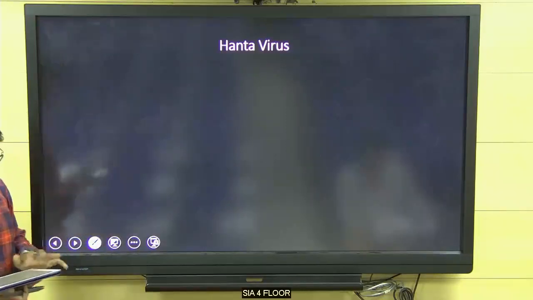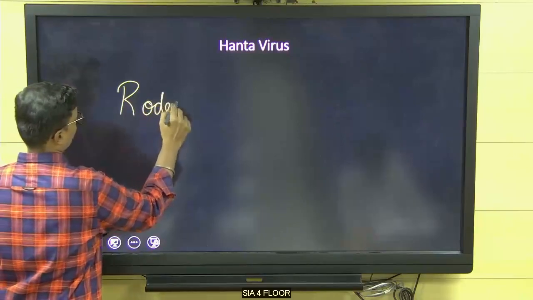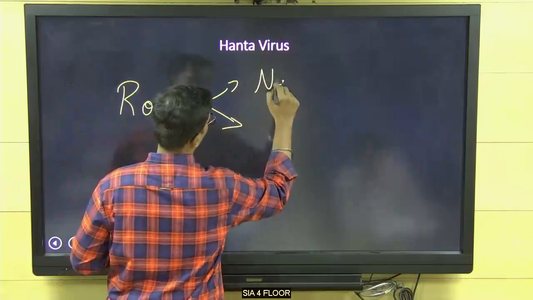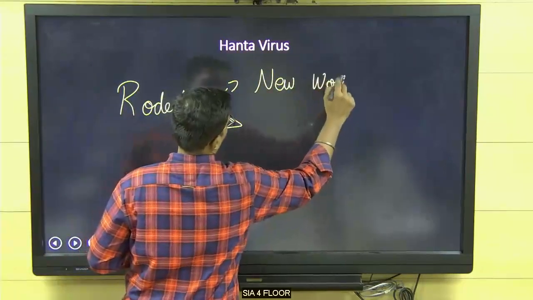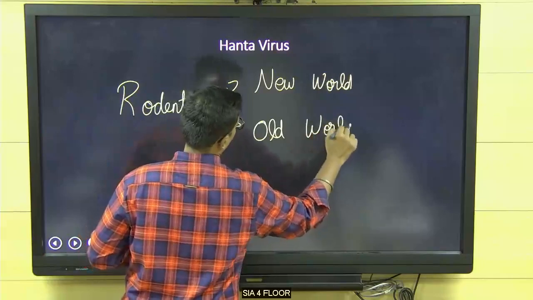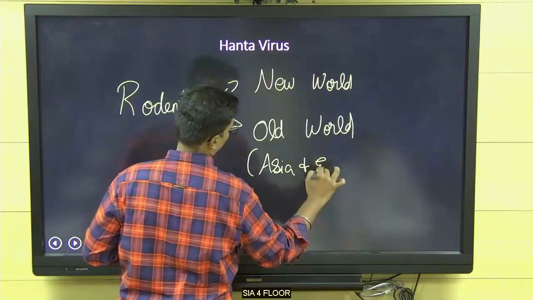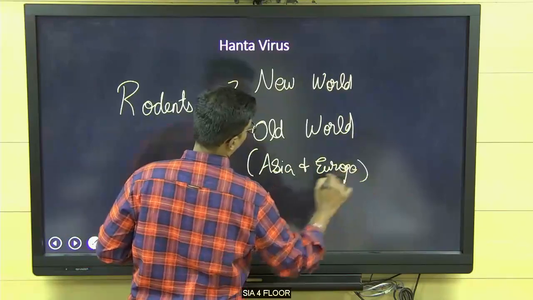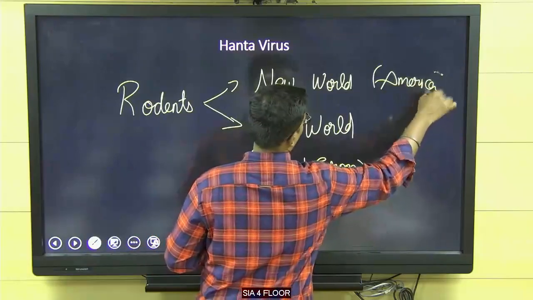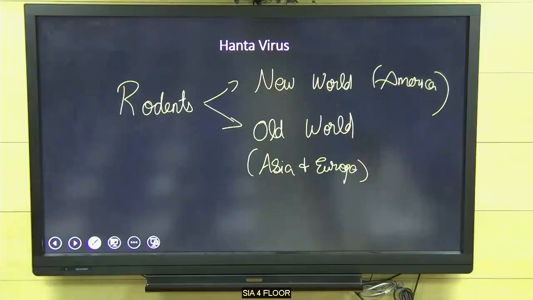Hantavirus is caused by rodents, generally rats. Hantavirus is divided into two: New World and Old World. Why is it called New World and Old World? Generally, this hantavirus was spotted in Asia and Europe, and recently newer strains have spread to America also. For this reason, the American strains are named New World hantavirus, whereas the older ones are named Old World hantavirus.